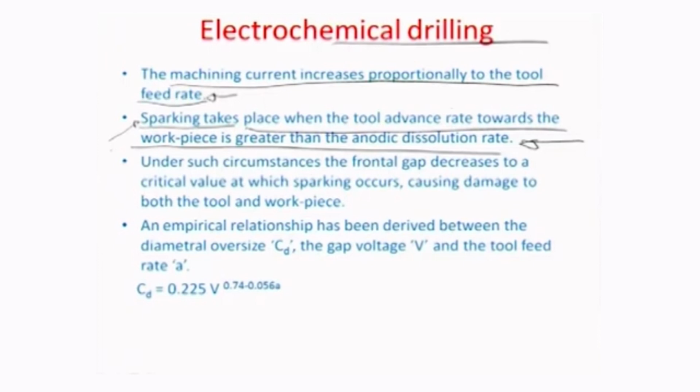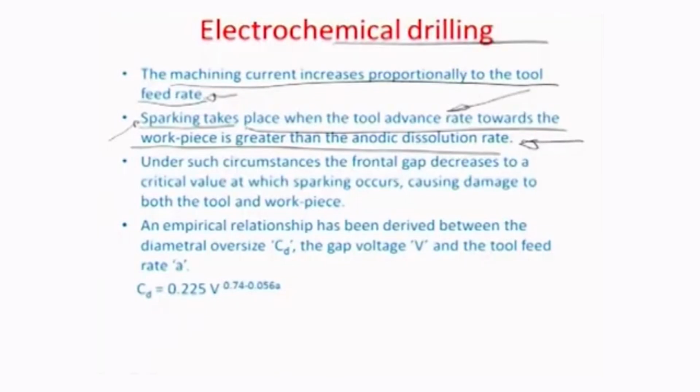And we should not go towards a higher tool advance rate, by the by, because the process is disturbed, and there is a huge amount of impact on the power source because of this sparking, and we should by and large avoid that in case of electrochemical machining. So, it can cause damage particularly to the tool and the workpiece.